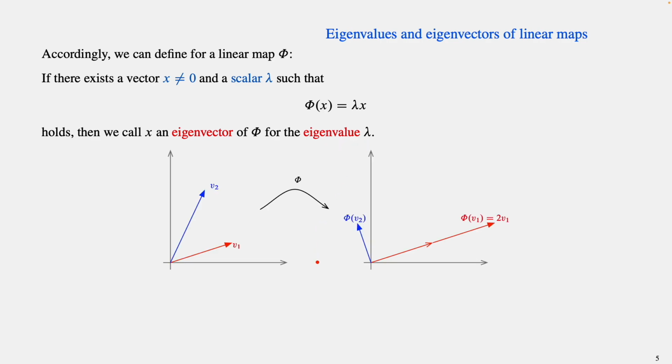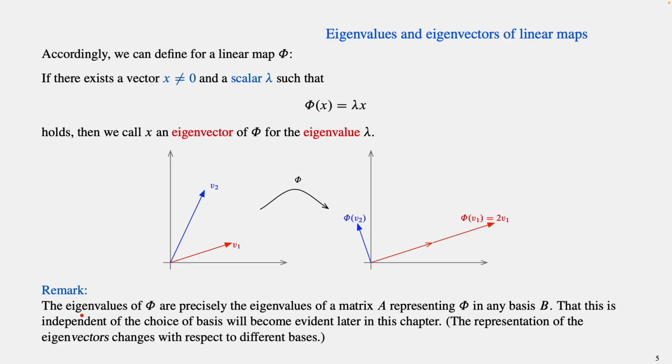Again, a little graphic to illustrate this. So suppose we have two vectors v1 and v2 here, and phi maps them in a way that phi of v1 is just a multiple of the original v1. Again, I just picked the number 2. It could be some other multiple. But phi of v2 is not a multiple of the original v2, so this means v2 is not an eigenvector, whereas v1 is an eigenvector.